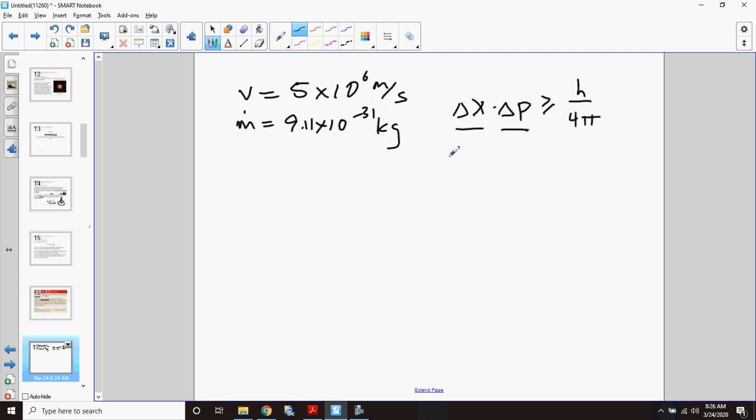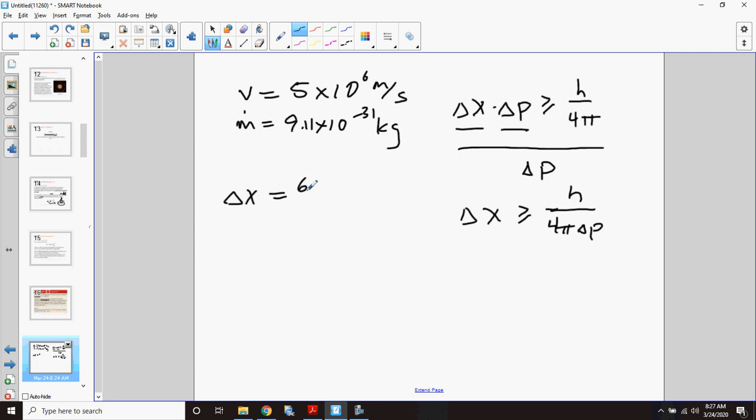We're trying to solve for uncertainty in position, so let's do a little bit of algebra. We're going to divide both sides of the equation by delta p, and that's going to give us an equation that allows us to solve for delta x. Delta x is greater than or equal to h, and if I'm dividing both sides by delta p, I've got 4 times pi times delta p down here in the denominator. So let's break this out. Delta x, uncertainty in position, is equal to Planck's constant, 6.63 times 10 to the negative 34, divided by 4 pi. And if you don't have a pi button in your calculator, just use 3.1416 times the uncertainty in momentum. Momentum is just mass times velocity, so I'm just going to multiply these two terms together.